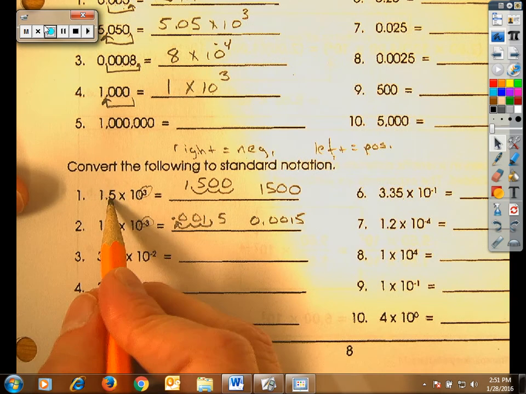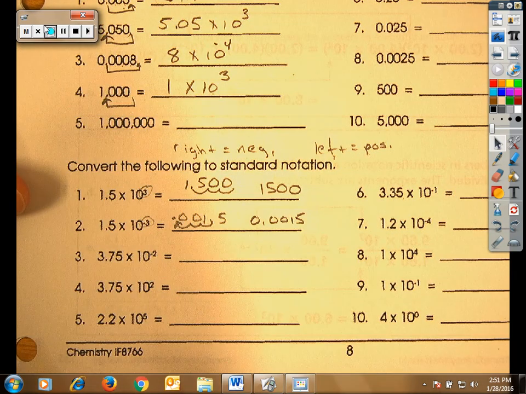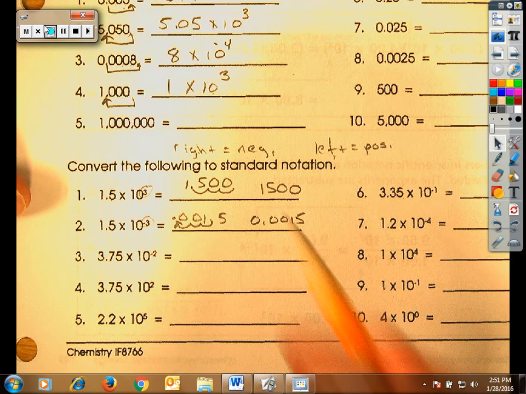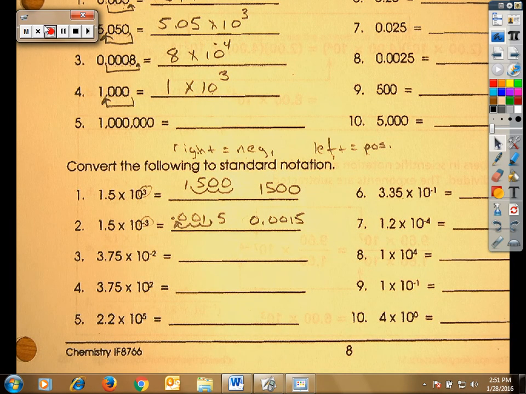I have 2 significant figures here. Make sure you still have 2 in your answer.